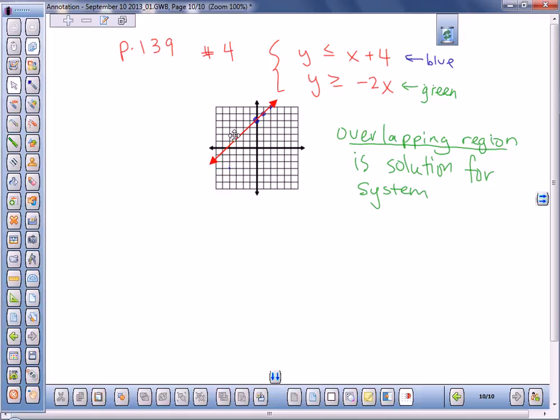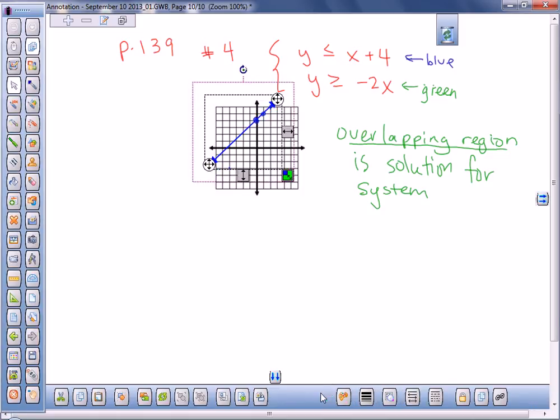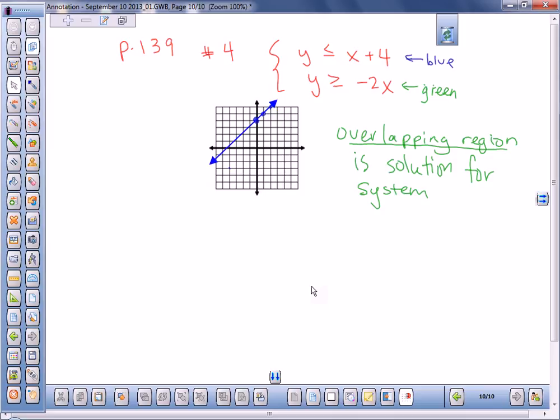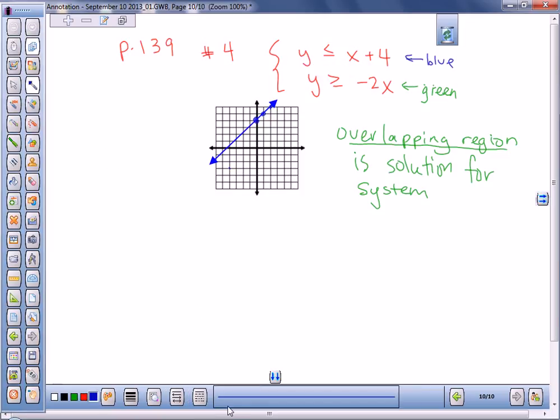Okay, think about this one. If I test the point 0, 0, am I shaded above or below that line? 0 is less than or equal to 4. Is that true? So I'm below. Shading below that line. Okay, now I'm going to do the next one in green.